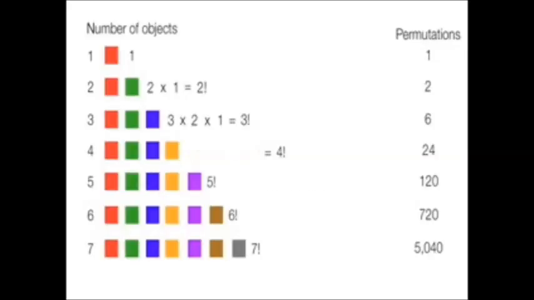The only thing the factorial symbol means is, like in this case, 3 times 2 times 1 is 3 factorial, and 2 factorial is 2 times 1, and so on and so forth. Also, 1 factorial is 1.